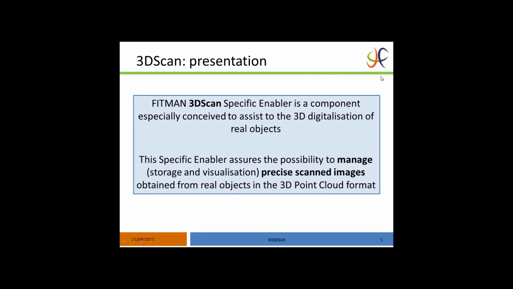The FITMAN specific enabler component is a component especially conceived to assist the 3D digitalization of real objects. This specific enabler assures the possibility to manage this kind of files. We can store them and we can visualize them. These scanned images, as I said before, are obtained from real objects in the form of 3D point clouds. So, using hardware technologies outside of the scope of this specific enabler, we could scan real objects, and using this specific enabler, what we could basically do is store and visualize these files.